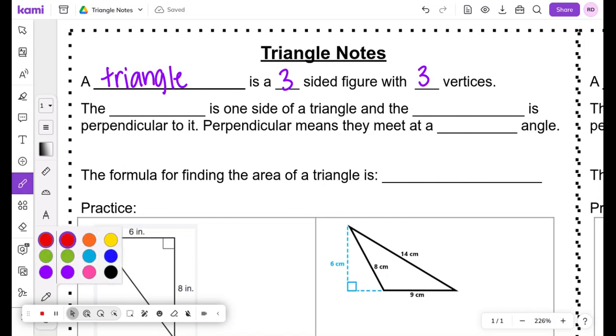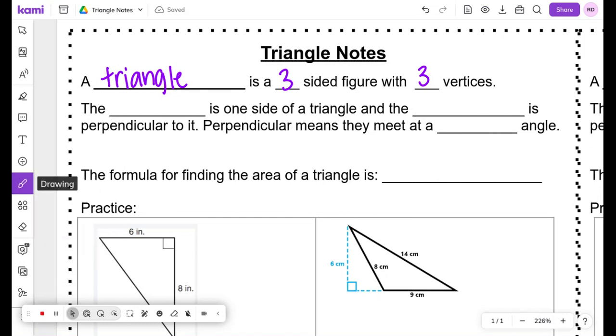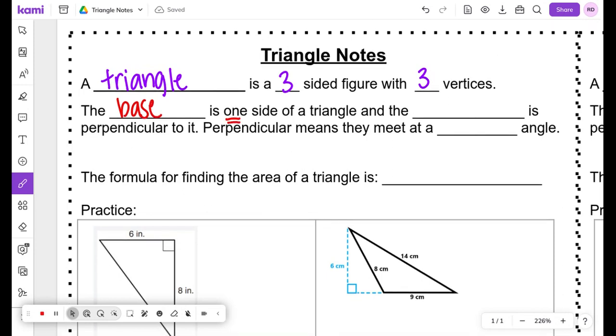When it comes to a triangle, the base is one of the sides of your triangle. And the height is a line that's perpendicular to that base. Perpendicular means that they're going to meet at a 90-degree angle. When we show perpendicular lines, in most shapes we put this perfect square in the corner. So if you look for that perfect square, you'll always know which two sides you're looking for.